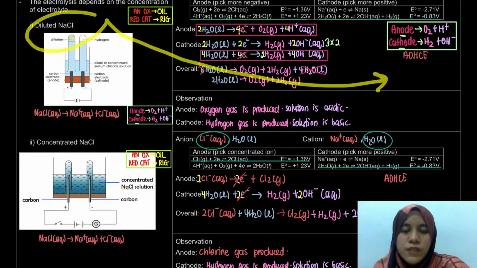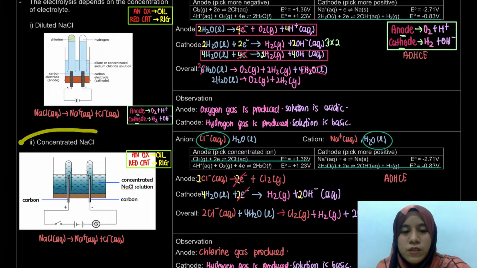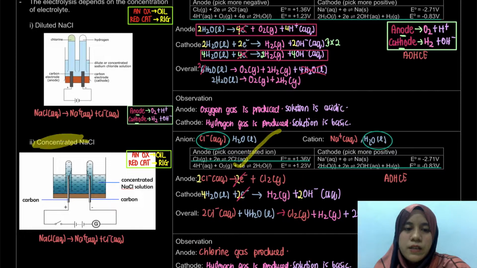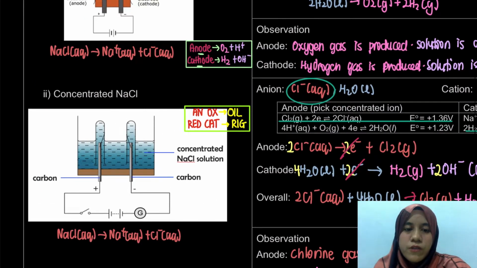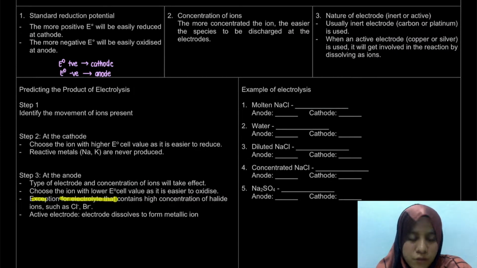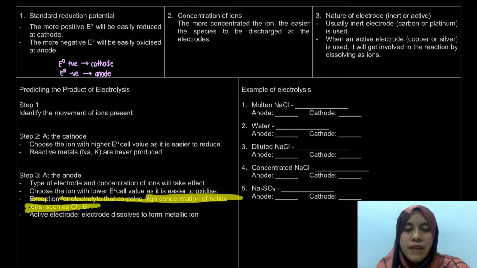The diluted one is the same as water. For concentrated NaCl, the one that is different is the anode. The cation is the same, still water. So for the electrolysis, diluted and concentrated have differences. For the concentrated, the ion chosen is only Cl minus or Br minus. Here at point number 3: high concentration of halide, Cl minus and Br minus.